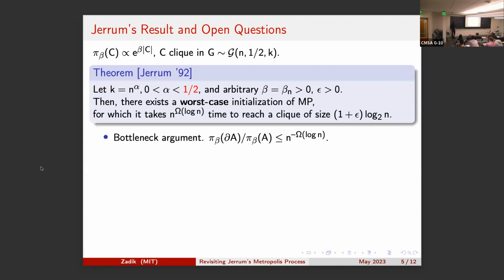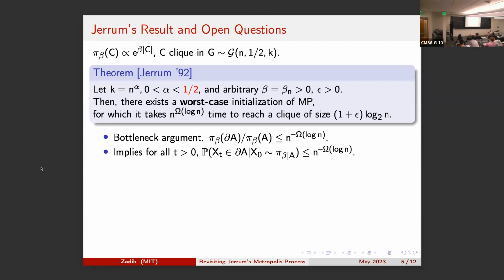And secondly, that the boundary is very small. The boundary from the stationary mass point of view is much smaller. The cliques in the boundary have much smaller mass. Sorry, by boundary I mean the in-between, than A. This is somewhat vague, so I mean exactly this: the stationary mass at the cliques on the boundary, as opposed to the stationary mass of A, is quasi-polynomially small.